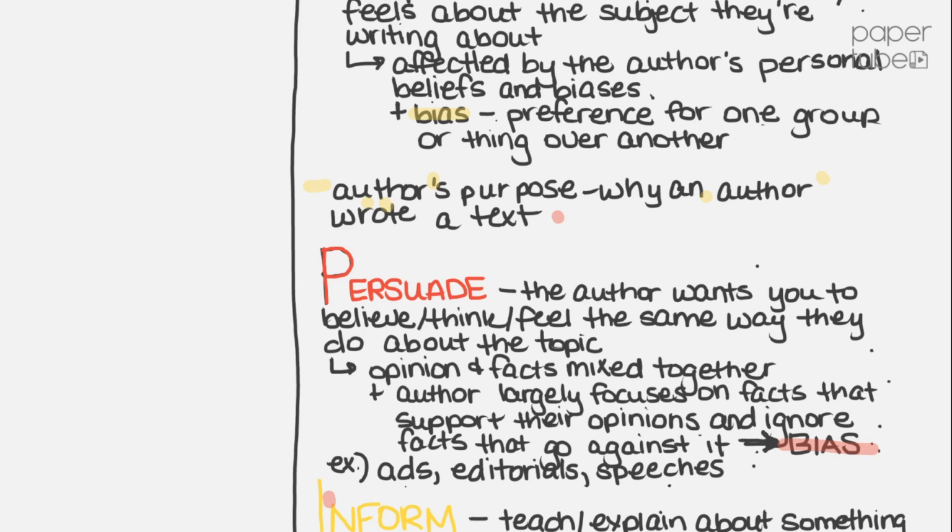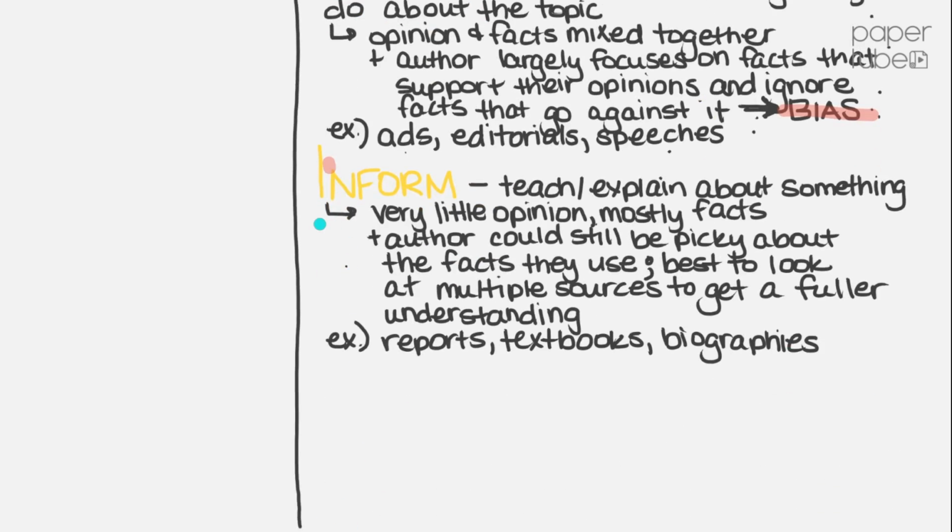The I in PIE stands for inform. So the author wants to teach or explain to the reader about the topic that they are writing about. In an informational piece, there should be very little opinion. Some might still pop in, but you should minimize it as much as possible. It should be mostly facts.